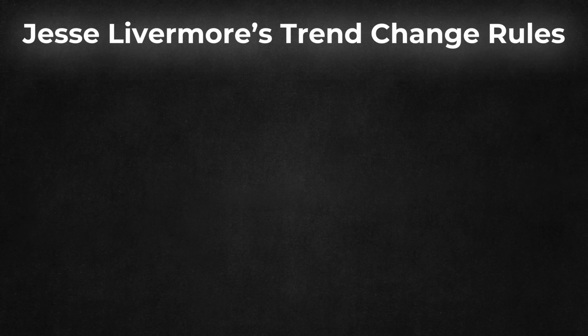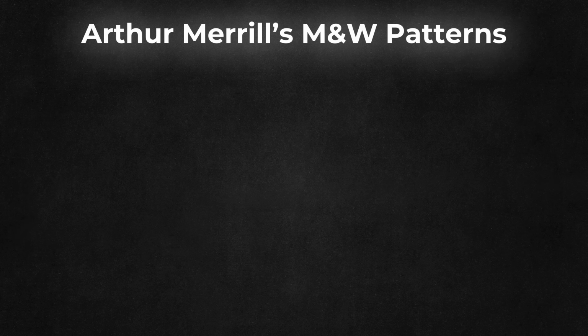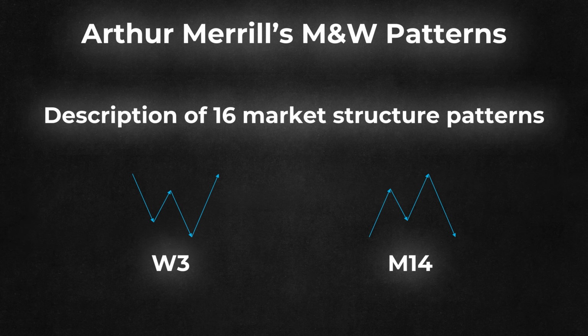Jesse Livermore, one of the most famous traders in Wall Street from 1910 to 1930, had the same trend change rules. Once in a downtrend, the first penetration of stop losses would signal the beginning of an uptrend, and the second penetration would confirm the new uptrend. In the second half of the 20th century, a famous engineer and market analyst called Arthur Merrill pioneered the study of chart patterns, and he outlined 16 patterns of market structure, which are called M and W patterns. What ICT traders now call a market structure shift was already outlined in the 16 M and W patterns.